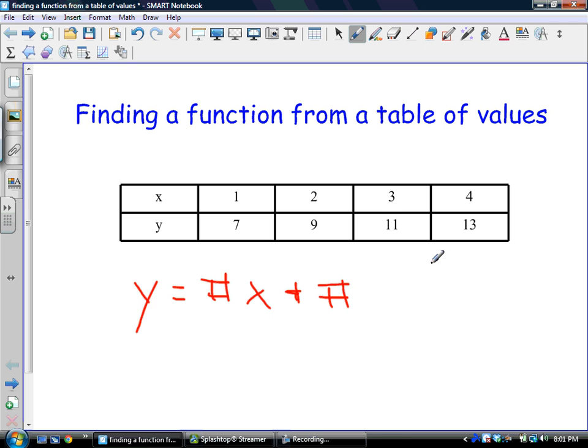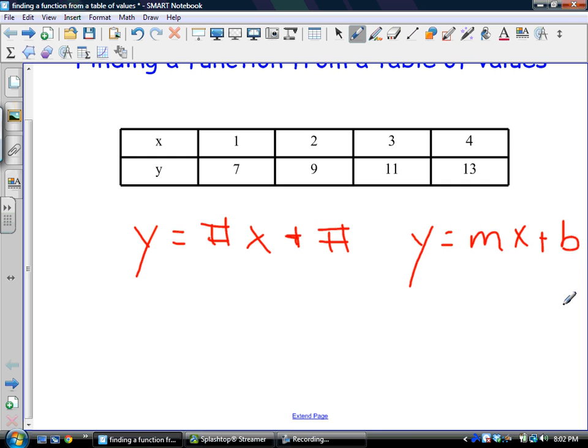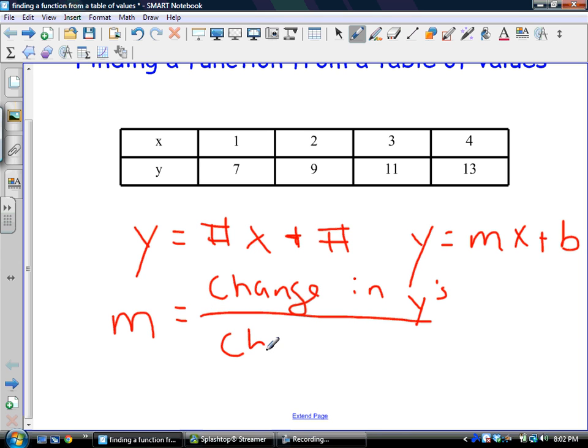I'm actually going to call these numbers something. The first one I'm going to call m, looking for some number m that goes in front of x. And then we're looking for some number b that goes after it, added or subtracted. We're going to start by figuring out what m is. m is going to be equal to the change in y's over the change in x's.